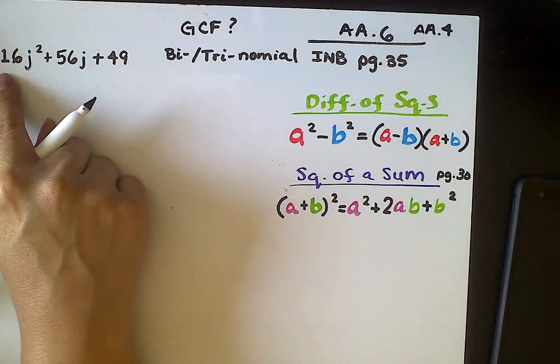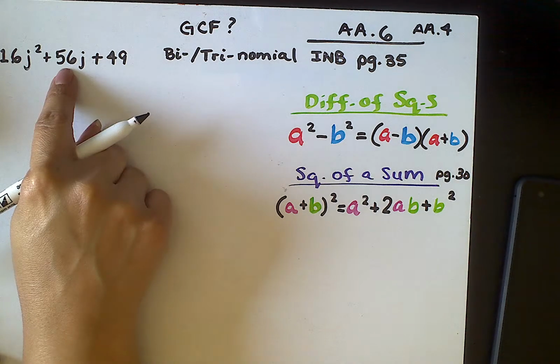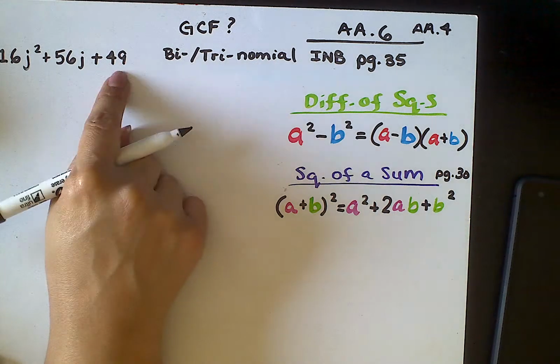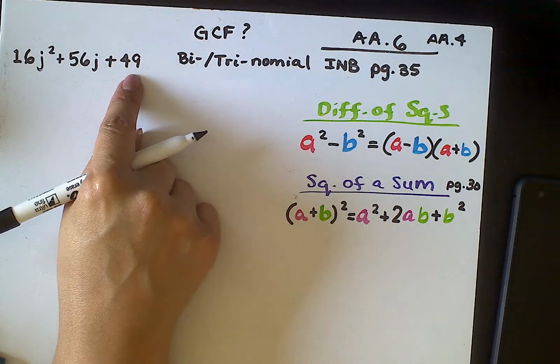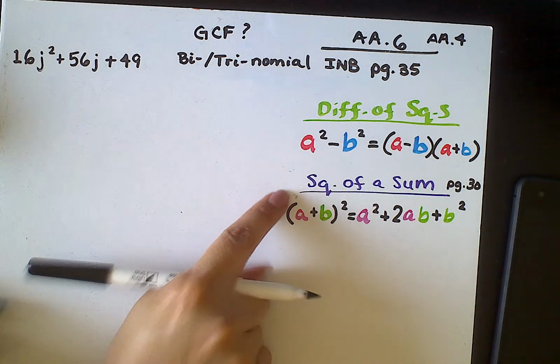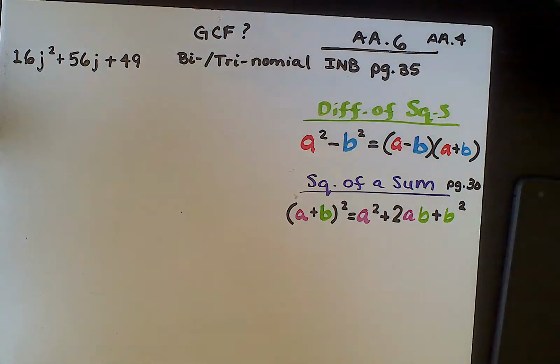Now, I recognize that 16, that's 4 times 4. 56 is 8 times 7, so 4 goes into both of these, but 49 is 7 times 7. And that sounds like a perfect square, just like 16 is. So that means, let's check to see if I could do a square of a sum. So let me get my 2 colors again.